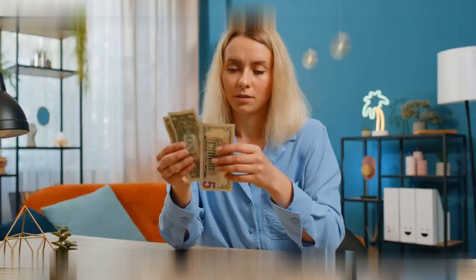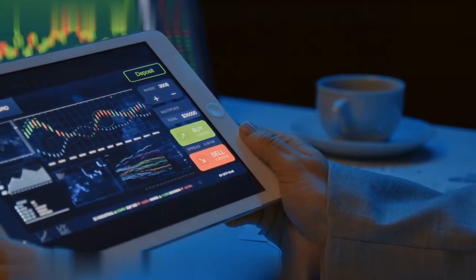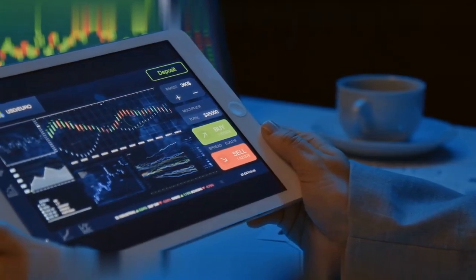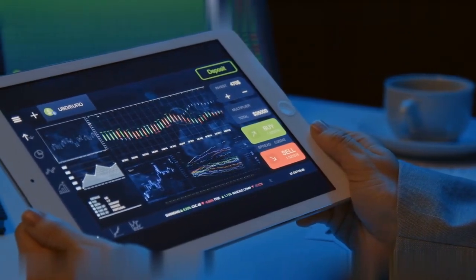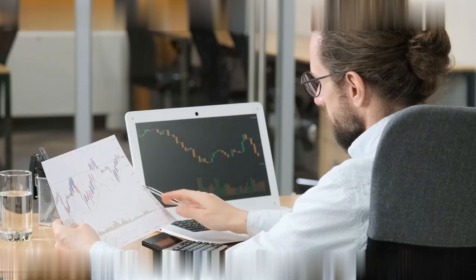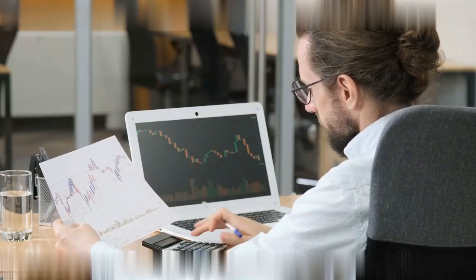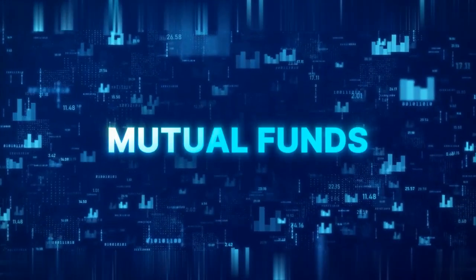Are you saving for a dream vacation, a new car, or perhaps your child's education? Each goal requires a different approach. For short term goals, say within 3 years, you might want to consider debt funds or liquid funds. These are less volatile and provide decent returns without exposing your capital to too much risk.